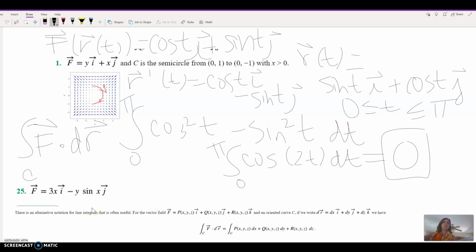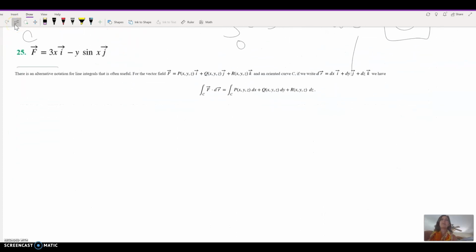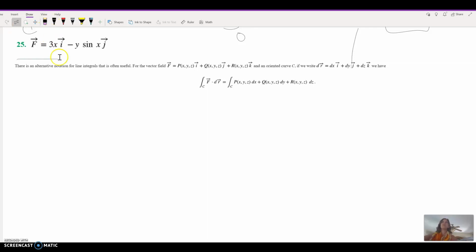So now let's do another one. Another thing that came up that we didn't talk about as much in lecture, so I thought I would add an example, is an alternative notation. Ultimately, this is doing the same thing. I tend to prefer the notation of the r prime dt. I find it easier, but there is an alternative notation where I think of dr, instead of being r prime dt, I can rewrite dr in terms of my differentials dx, dy, dz.